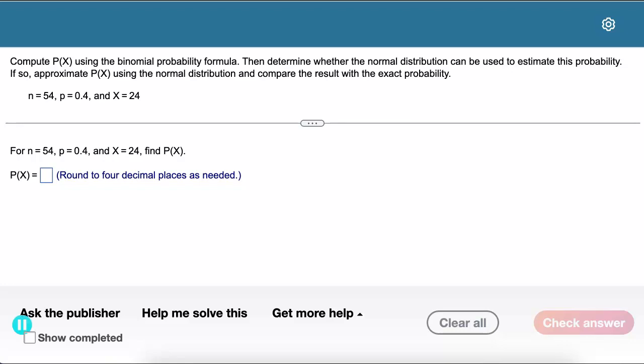In this problem, we're going to calculate P(x) using a binomial probability formula, and then later we'll determine that we can use a normal distribution to estimate this probability, and we will also calculate P(x) with the normal distribution, comparing the results. So you have your given information here, n, p, and x, and you're asked to find P(x) for these given values, and I want to show you how you can use StatCrunch to do this.